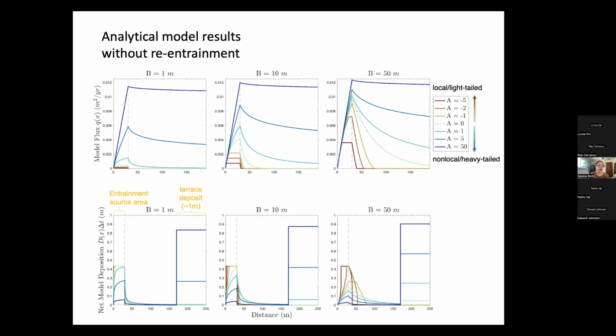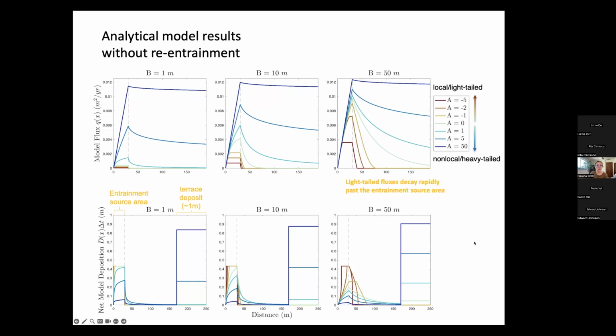So under this model, and I should point out, this is the model flux versus position, and this is the net deposition over 1,000 years. Under this model, 2 main things to point out here. The first, the light-tailed fluxes, the brown tones here, with a limited source area for the entrainment, the flux is dying out rapidly outside of the entrainment zone up here, since the material is disentrained and then no new material is entrained. As a result, the light-tailed fluxes really can't move material very far down the hillslope, even with really long 50-meter mean travel distances.